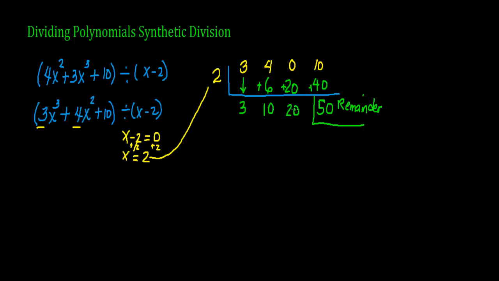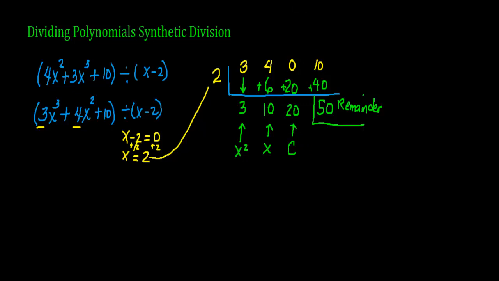The number right next to the remainder, that will be your constant. This one will be your x term, and this will be your x squared term. And if we had any other coefficients here, we would keep increasing the powers of x. So we start with x to the first, x to the second. The very first number is your constant, which is x to the 0. Okay? And there you have your quotient.